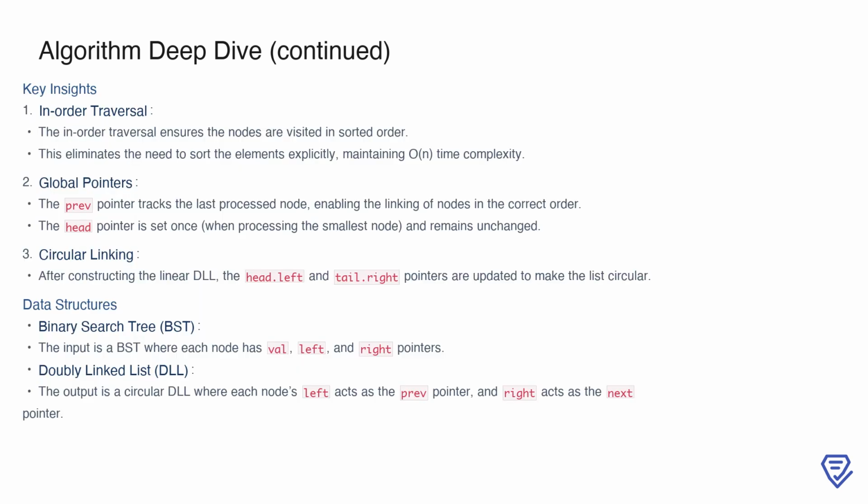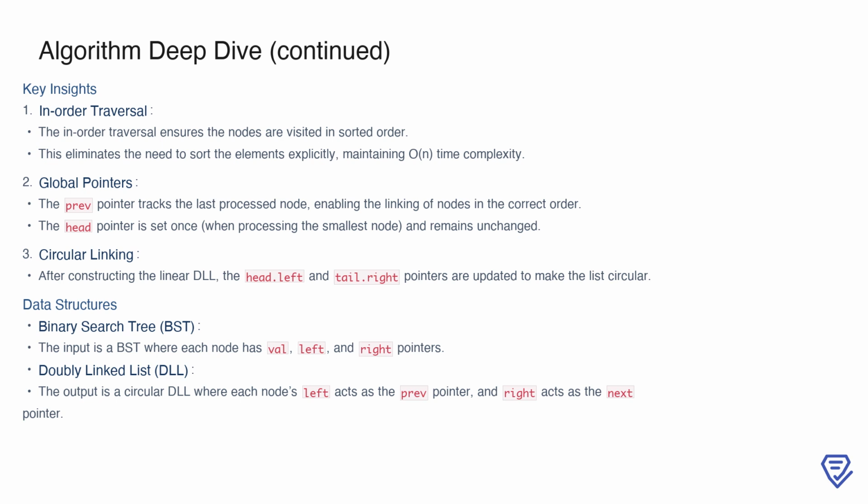The algorithm provides several key insights. First, the in-order traversal is crucial because it guarantees that the nodes are visited in sorted order, eliminating the need for additional sorting steps. This allows the algorithm to achieve a linear time complexity of O(n). Second, the use of global pointers simplifies the linking process. The previous pointer ensures that each node is correctly connected to the previous one, while the head pointer is set only once, at the smallest node, and remains constant throughout.